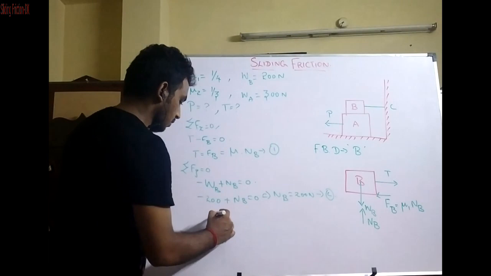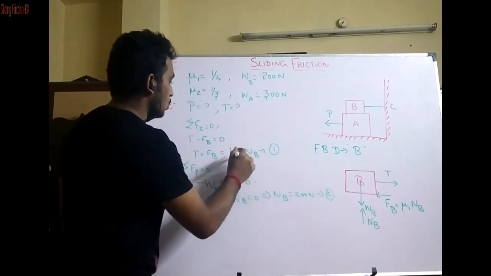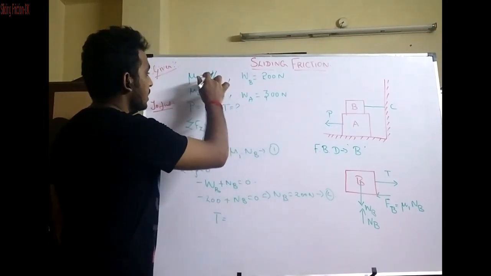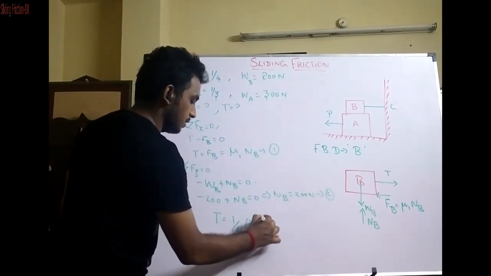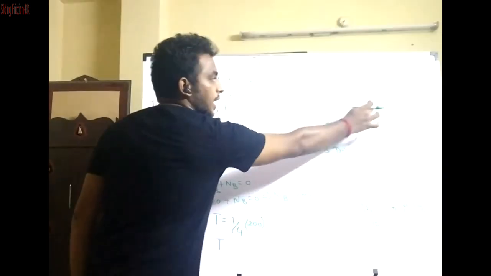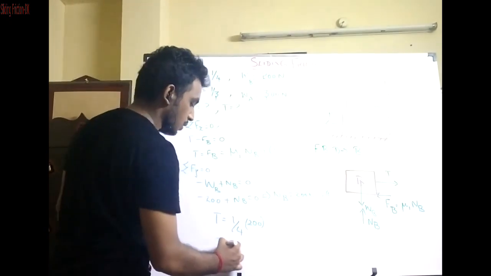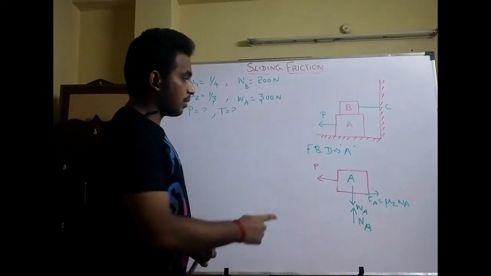So substituting 2 in 1, we get the tension T equal to mu1 times Nb, that is 1 by 4 into 200. This gives the tension exerted between block B and the vertical wall, which is equal to 50 Newton.